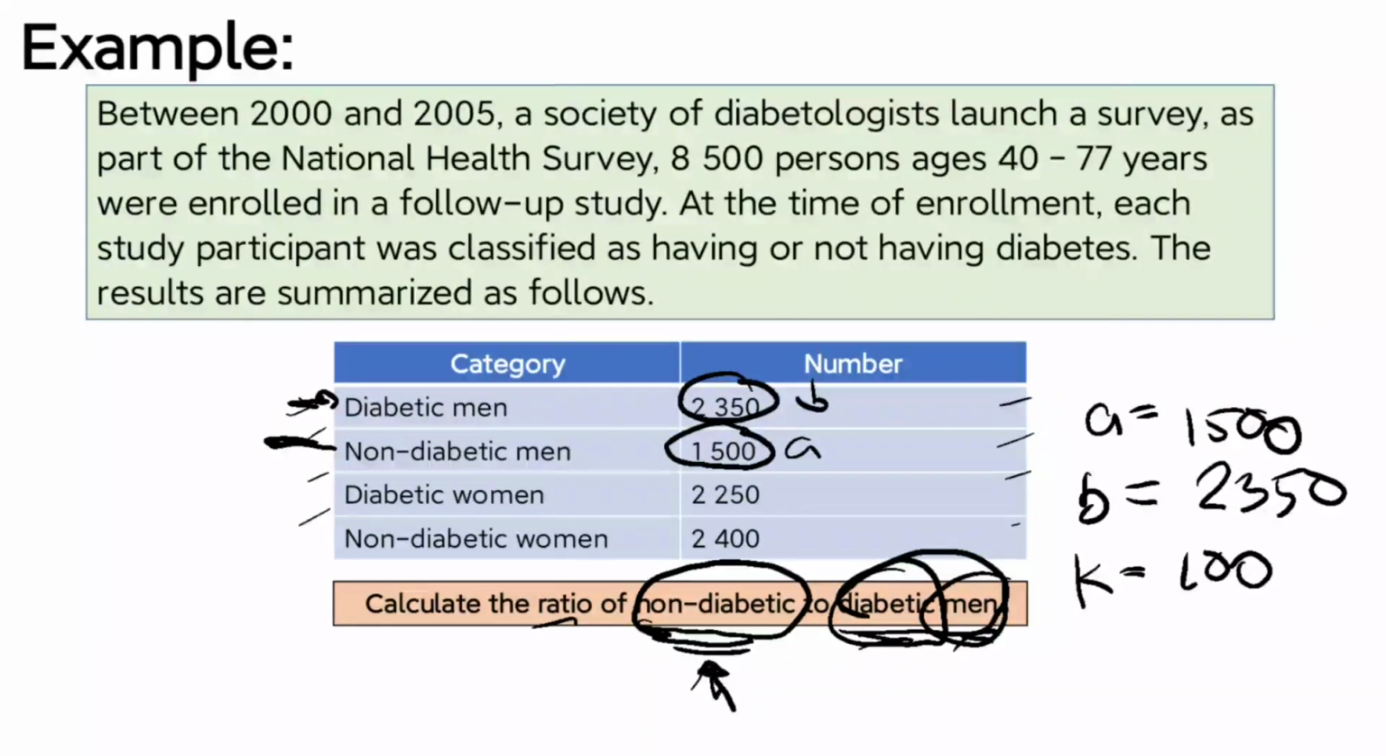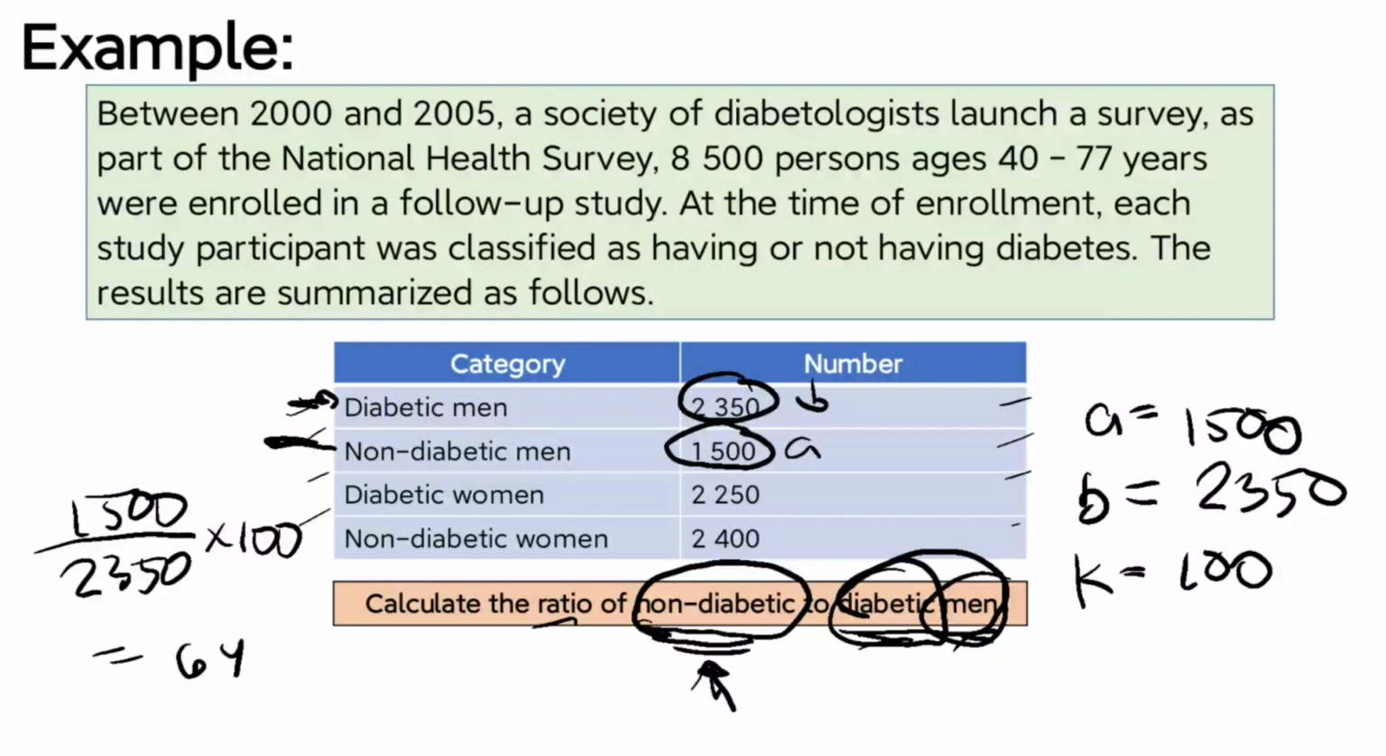Okay? If it is given, sasabihin niya naman yan, use for example, use 10 as your factor or use 1,000 as your factor. So, since hindi niya sinabi in this particular problem, we are going to utilize 100. So, simple lang. A over B, multiplied by K. So, 1,500 over 2,350 times 100. So, ano yung magiging sagot nyo? So, you try to compute. So, the answer is, so 0.64 multiplied by 100 is 64.